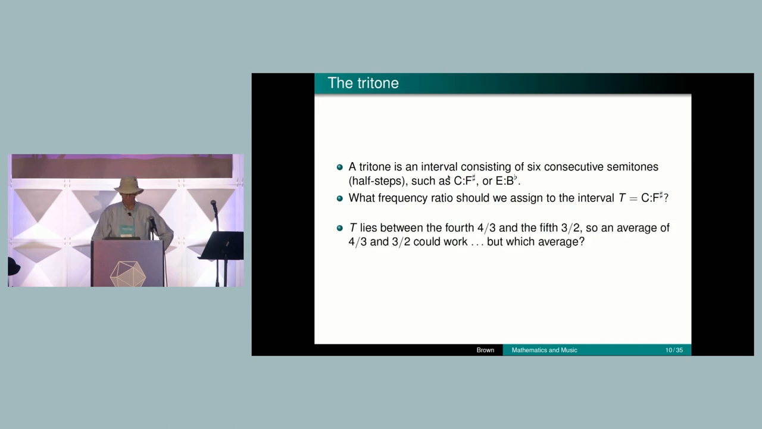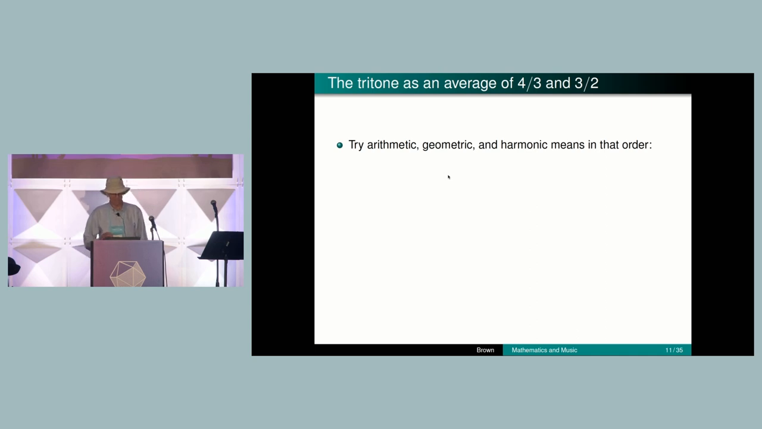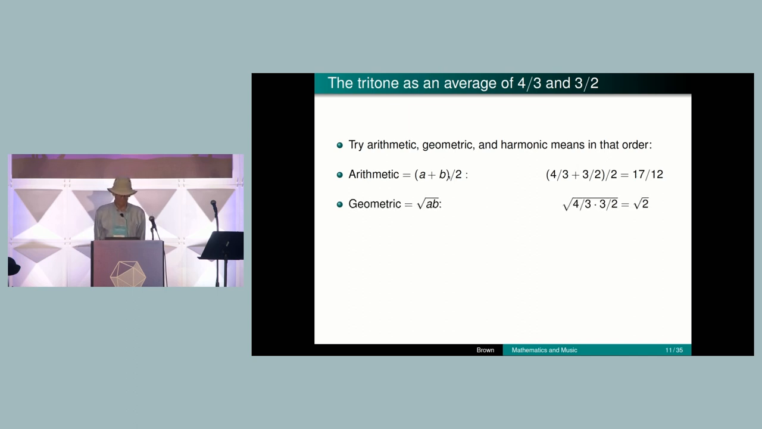Now, one approach to this would be, this is completely my own strange idea. It lies between the fourth, which is a 4/3 ratio, and the fifth with ratio 3/2. So, what the heck? Let's try an average of 4/3 and 3/2. Which average? We've got all kinds of averages. Well, let's look. We can try the arithmetic, the geometric, and the harmonic means in that order. With arithmetic, you end up with 17/12. The geometric, again, you end up with the square root of 2. And harmonic, you end up with 24/7.